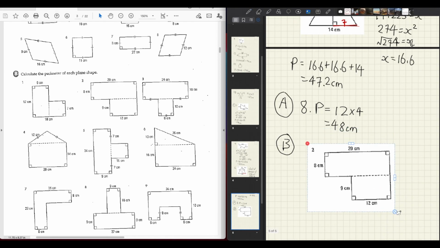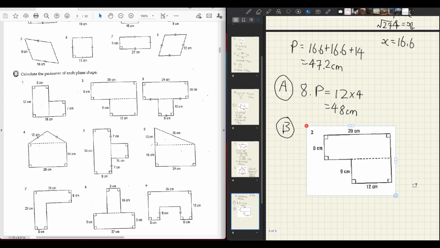All right. So to find the perimeter of this shape, what we can do is try to find the length of all the sides. Okay. So we know this side. We know this side. Now, do we know what this side is? Well, it doesn't tell us, but that doesn't mean we can't work it out.